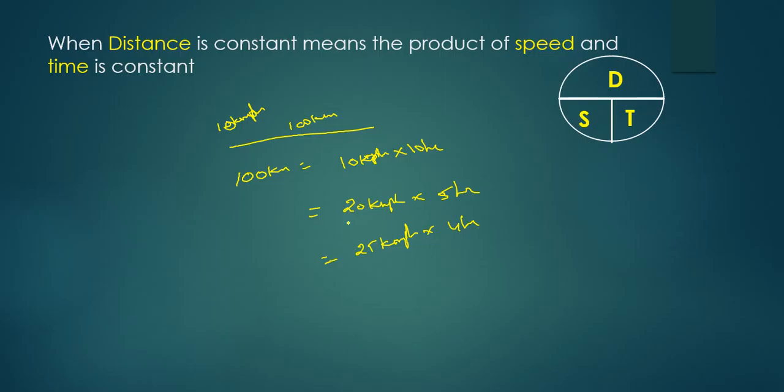In all the cases, the product is constant. Is it clear? When distance is constant, the product of speed and time is constant. It means when speed increases, the time taken will decrease.